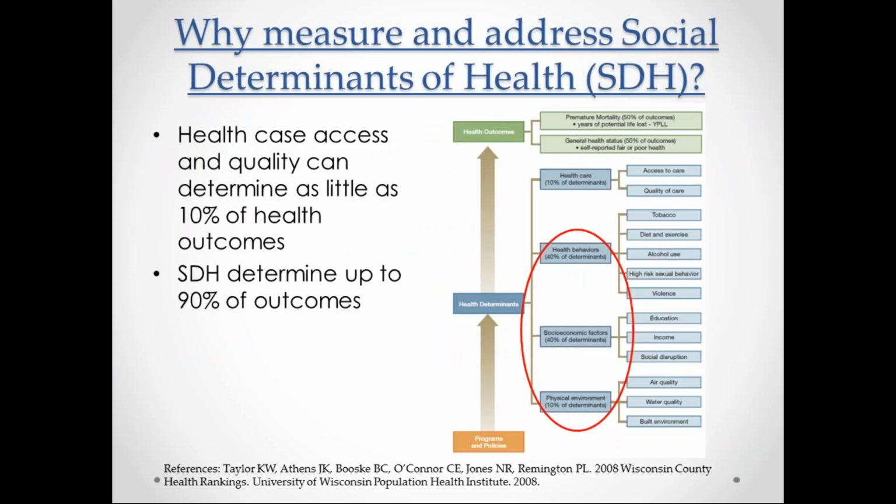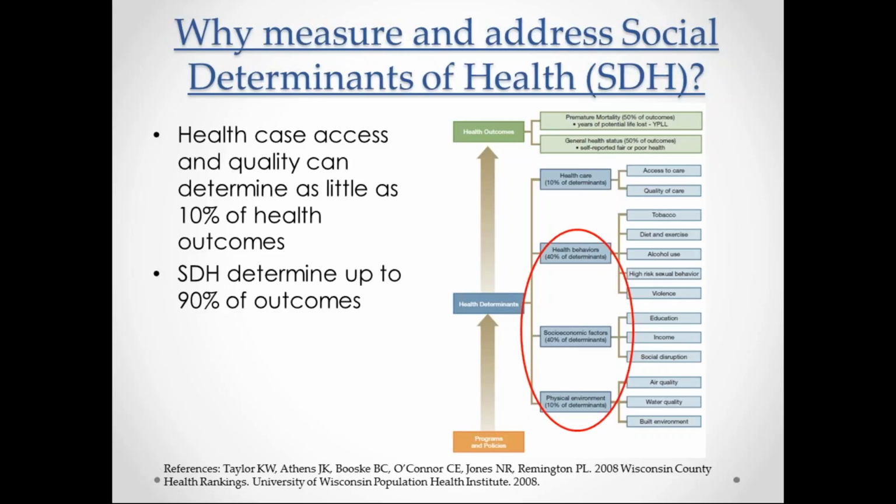So why do we measure and address social determinants of health? Well, a University of Wisconsin study in 2008 of their state's social determinants showed that healthcare access and quality represented only 10% of health determinants. 40% of the health determinants were determined by behavior, including tobacco use, diet, exercise, alcohol use, high-risk sexual behavior and violence. 40% of the health outcomes were determined by socioeconomic factors, and 10% were determined by the physical environment.